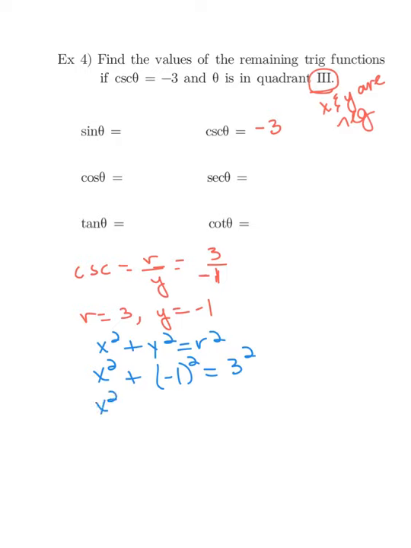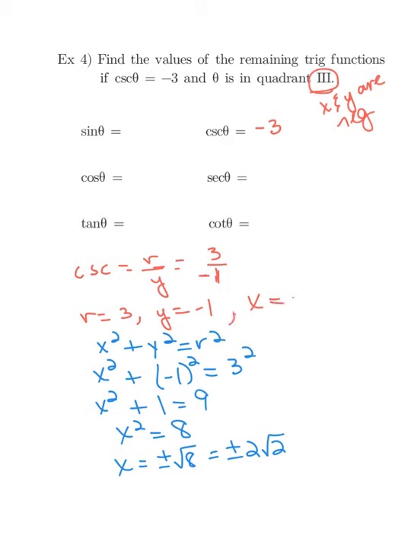So we have x squared plus 1 equals 9. X squared then has to be 8. So x has to be plus or minus the square root of 8, but that simplifies to be 2 square root of 2. So we now know our x value. We know that x is, and remember we're in quadrant 3, so it has to be negative 2 square root of 2.